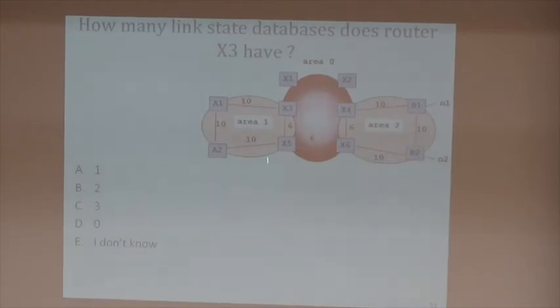X3 belongs to area 0, has one topology database with a map of area 0, and another topology database for area 1. So it has two topology databases that are not injecting from one into the other directly. If we would do that, we would be doing a big link state update. But there are summary link state advertisements that are used to make the link between the two.